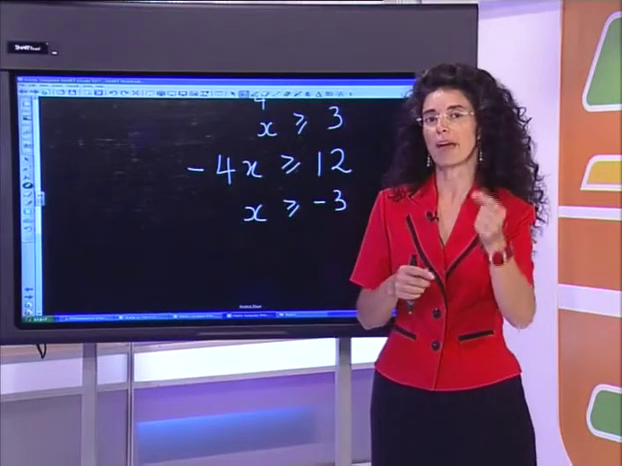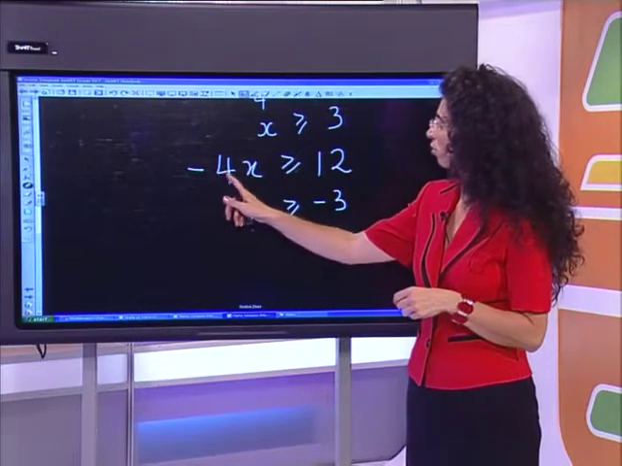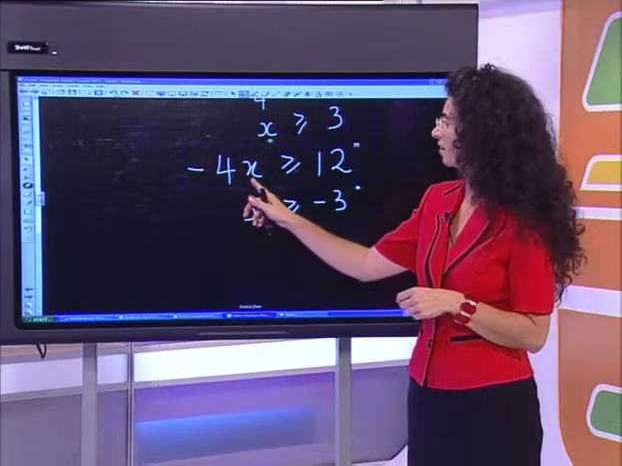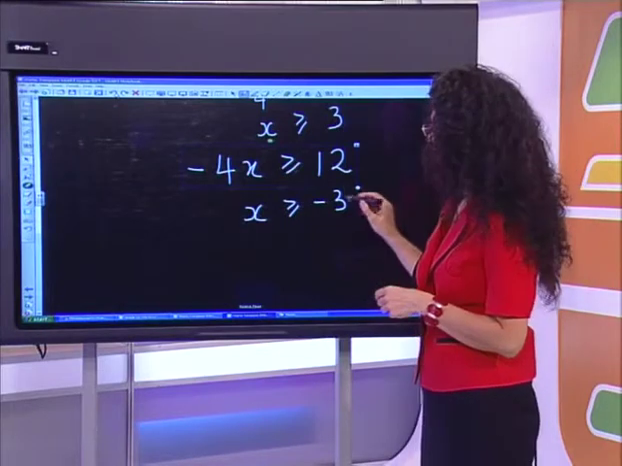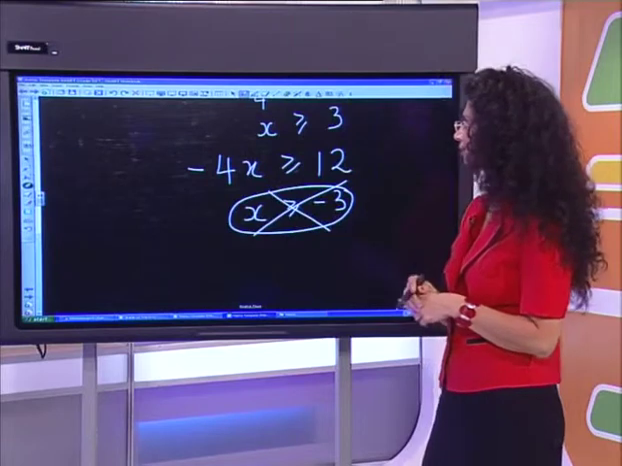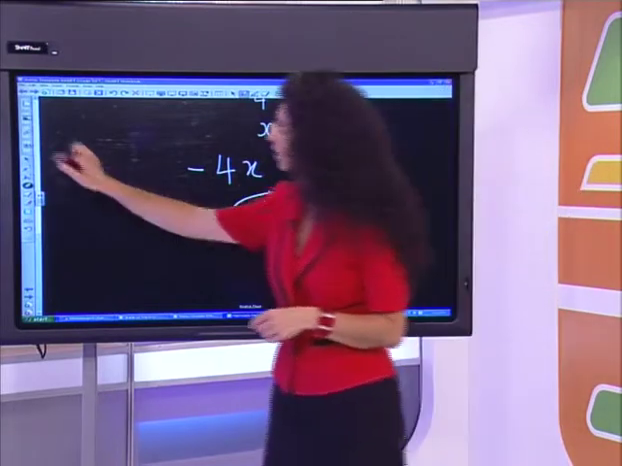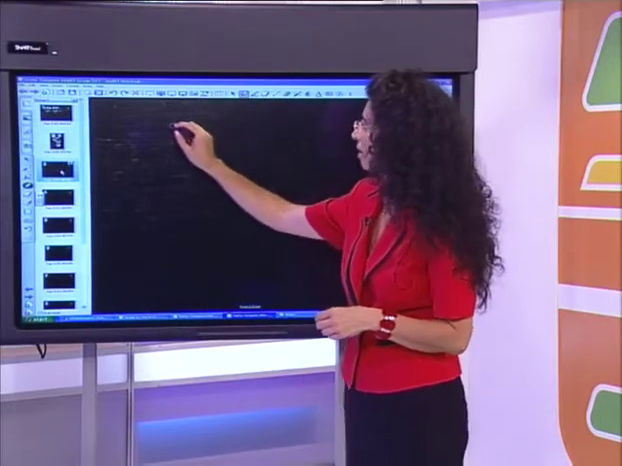Let's now substitute back into the inequality and see whether we get a true statement. Negative 4 times negative 2 is 8, and 8 is not greater than 12. So there is a problem with this statement. It is not true. Okay. And I want to get onto another page so we can just work out what is happening over here.